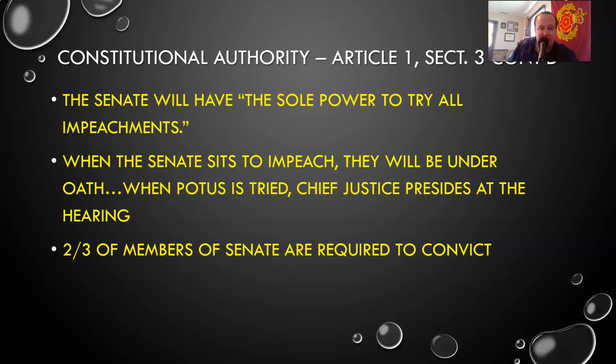So senators are all sworn in. They act as jurors. So there are 100 jurors in this case. If a president is tried, the Chief Justice presides at the hearing. This is what the Constitution says. So John Roberts, in this case, certainly presided at the first trial of President Trump. And you have to have 2/3 of the Senate to convict.